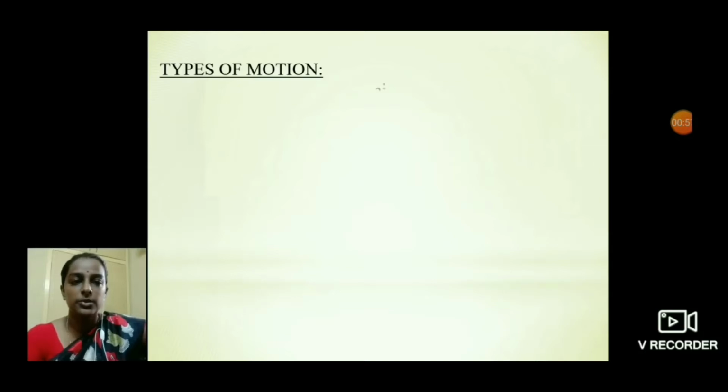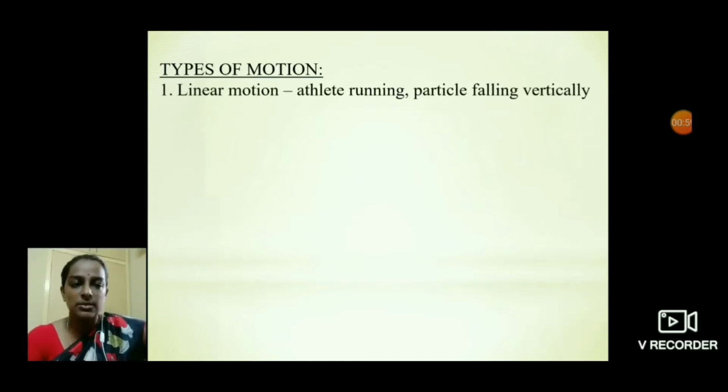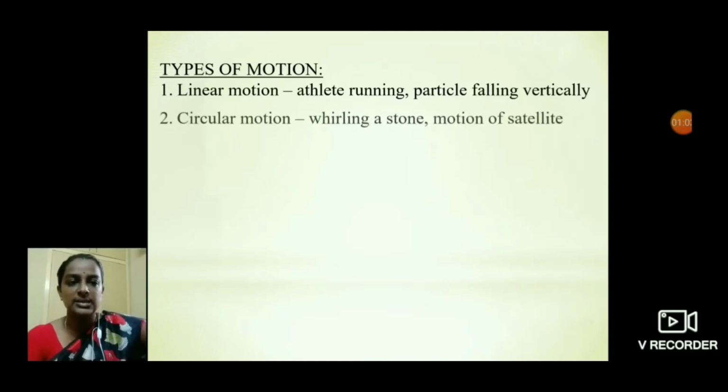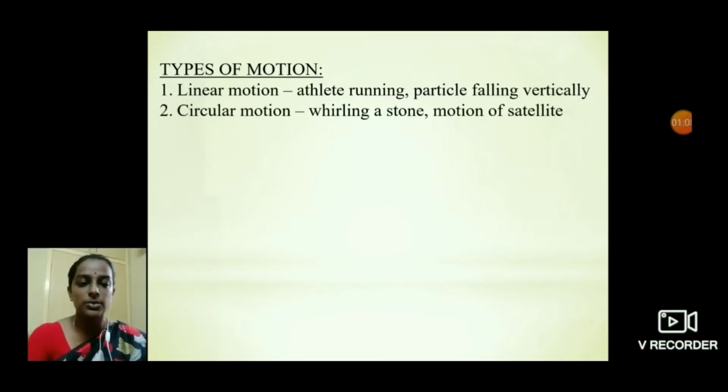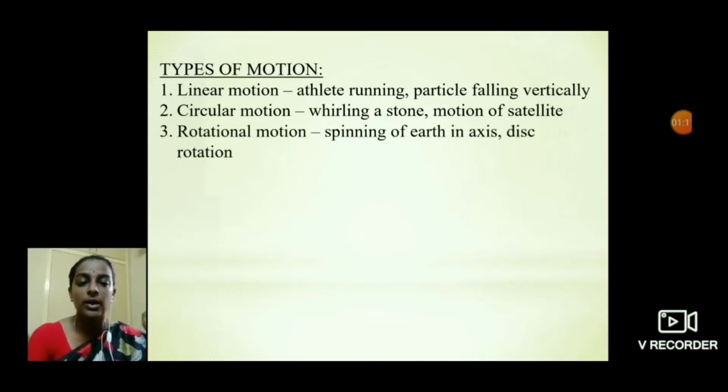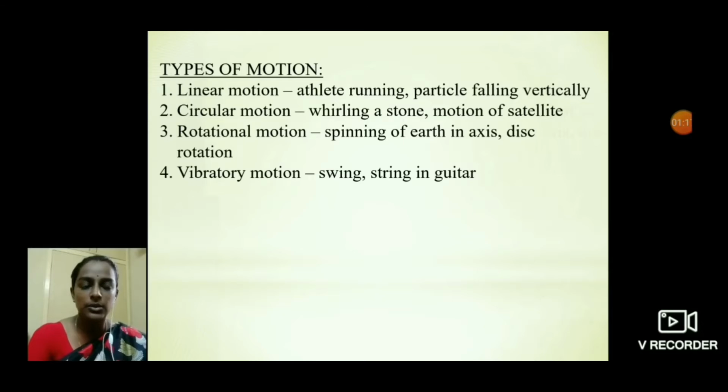Next, types of motion. We learnt linear motion, that is in a straight line, an athlete running is an example. Second is circular motion, which moves in a circular path, that is the motion of a satellite. Next is rotational motion, when an object rotates about a particular axis, that is known as rotational motion. Vibratory motion is when we play a guitar, the strings get vibrated and we get this music, that is known as vibratory motion.